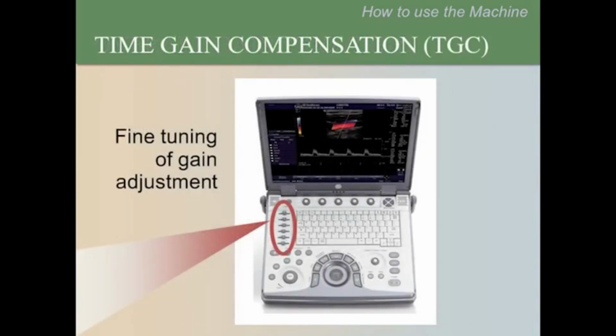Sometimes gain must be adjusted differently at different depths of the body. Time gain compensation helps improve the quality of the smaller details of an image at different gain levels. Locate the time gain compensation controls on your ultrasound machine. By adjusting these knobs, you can more finely control the gain at different levels of the image.